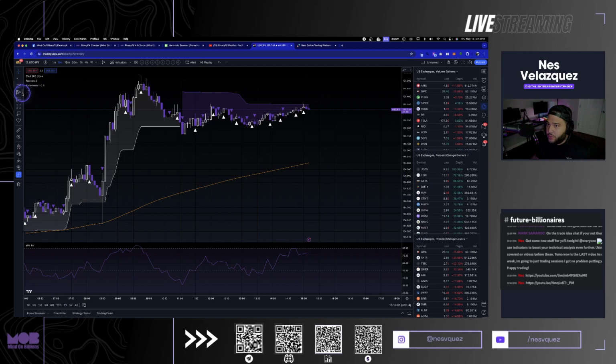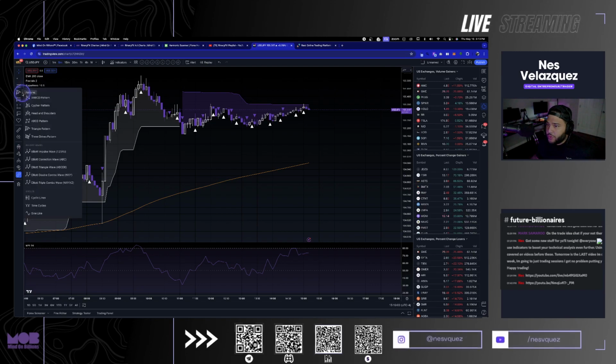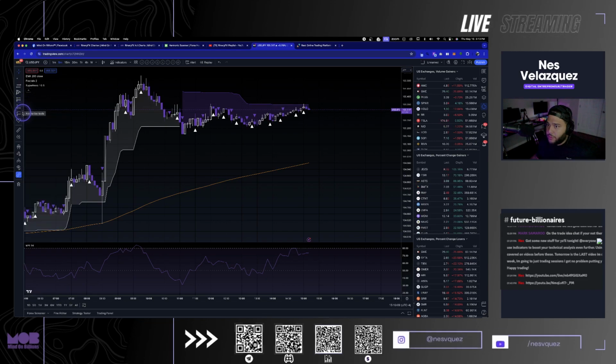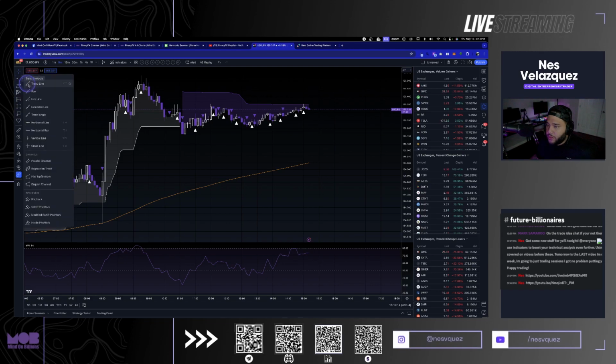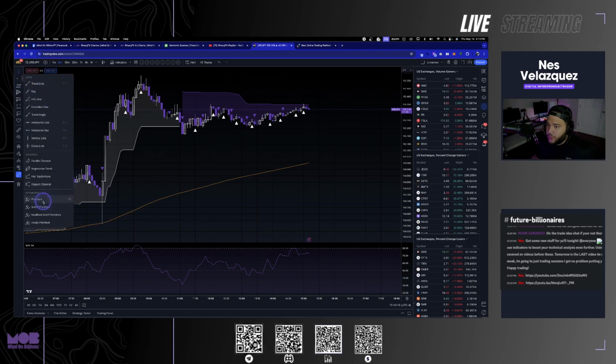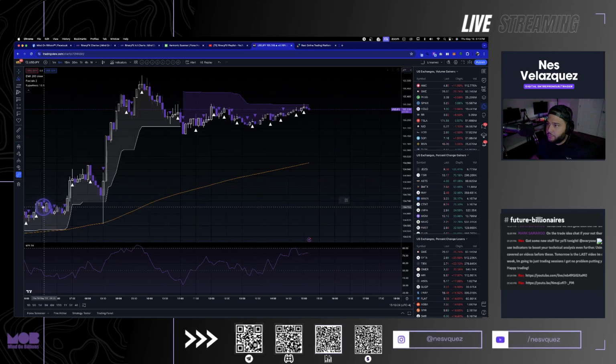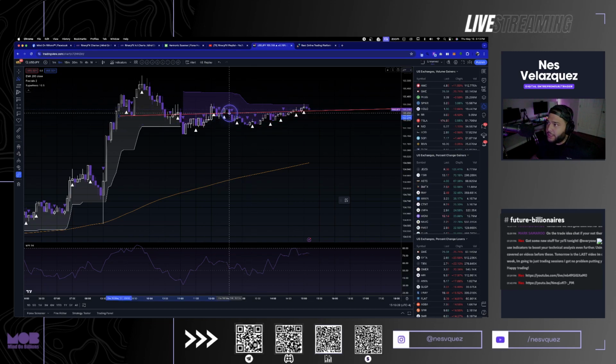We don't have to use certain ones that pull up. We could literally use anything we want, but in this case, I think I will use a pitchfork, maybe the shift one. Okay, this would be the ideal medium point.